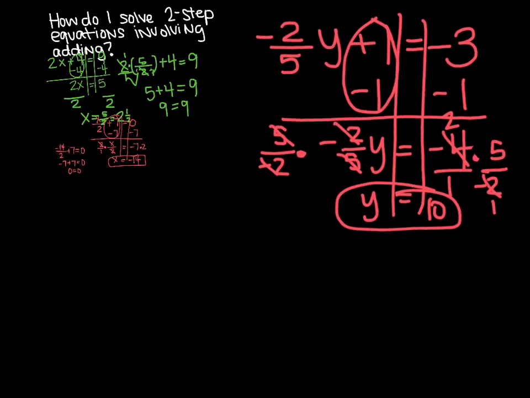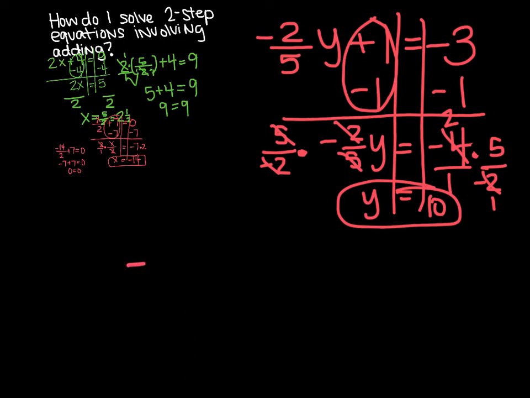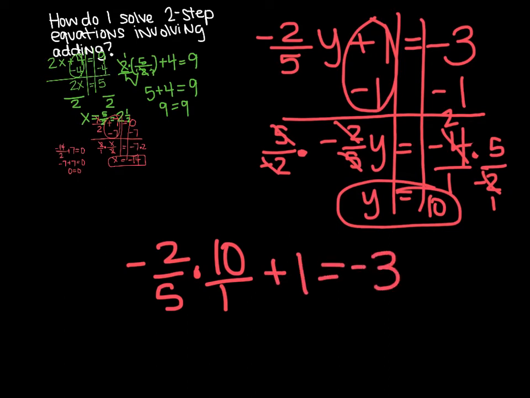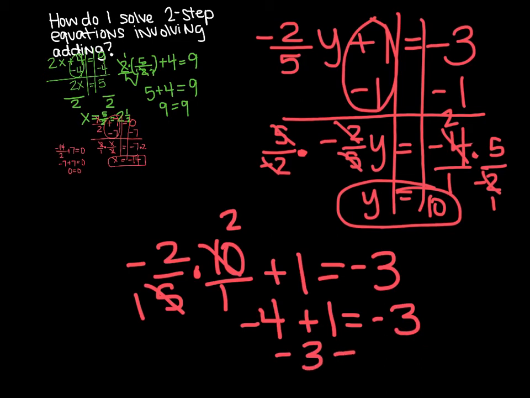And then we need to check our answer. Negative 2/5 times 10, which is 10 over 1, plus 1 equals negative 3. I can cross simplify here. 5 divided by 5 is 1. 10 divided by 5 is 2. Negative 2 times 2 is negative 4 over 1. So negative 4 plus 1 should equal negative 3, and it does. So my answer is correct.